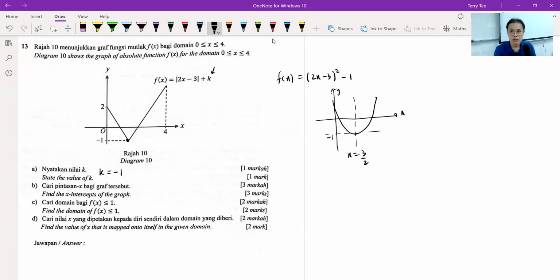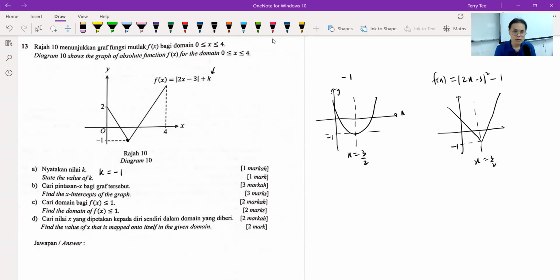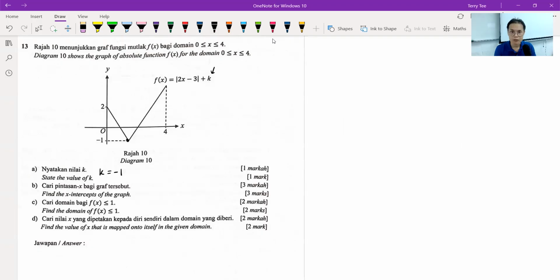So if I just change it to f(x) equals modulus of 2x minus 3, minus 1, it is a V-shape, but your axis of symmetry is also at 3 over 2, and your vertex is also at -1, the minimum value. Okay, so in this case, we can just write straight away k equals -1. It's only one mark, state the value only.